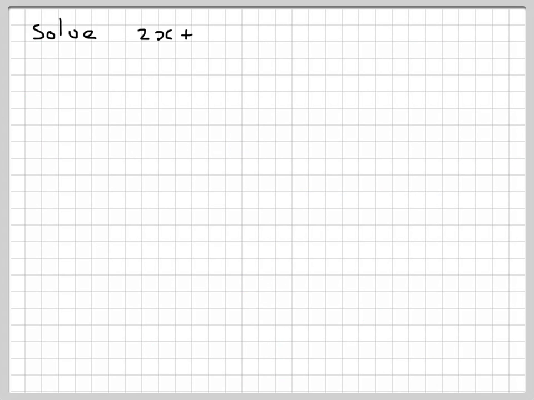Let's do a second example. Let's solve 2x plus 3y is equal to 5, and 5x minus 2y is equal to minus 16. In this equation, we're going to try and make the coefficients in front of the y's the same. So we'll multiply the top one by 2 and the bottom one by 3, making the coefficient in front of y 6 and minus 6 respectively.